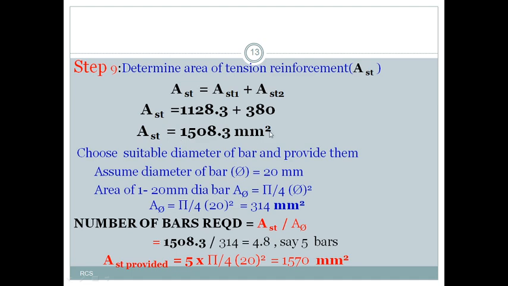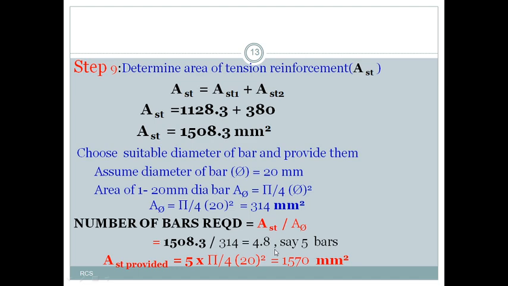So this area we have to provide in the form of a number of bars. For that we have to choose some suitable diameter of bar. For this case I am choosing a bar diameter of 20 mm and the area of one bar equal to pi by 4 into phi square, that is 20 square, that is 314 mm square. So after obtaining Ast and the area of a single bar, I can calculate the number of bars required. That is Ast by Ast of one bar, 1508.3 by 314. Then if we calculate this, I will get 4.8.